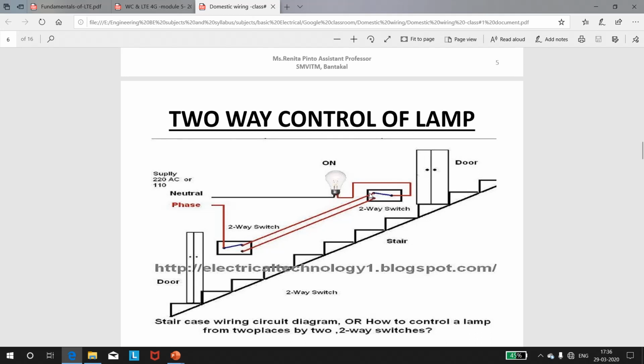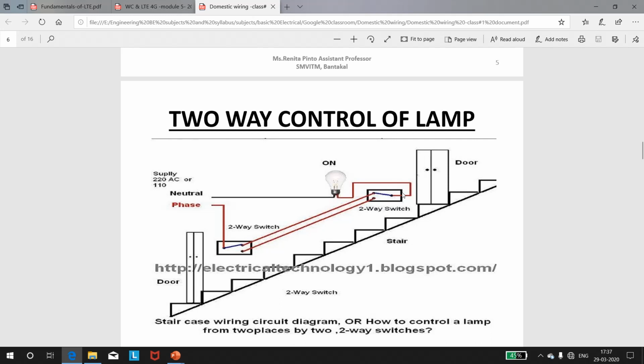Same way, let me consider that the person wants to come down now. Again, he needs the lamp, so he switches it on using the second switch which is present on the first floor, comes down. He no longer needs the lamp, so he switches it off using the second switch which is present on the ground floor. So you can clearly see one lamp controlled using two different switches located at two different positions.